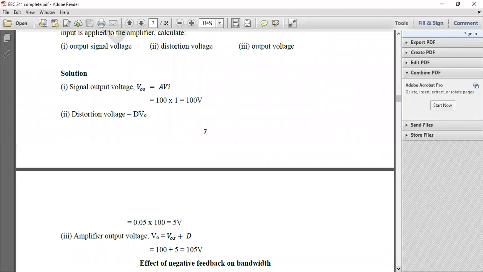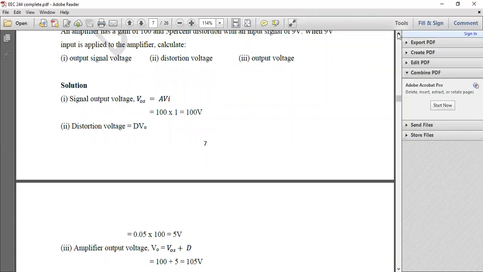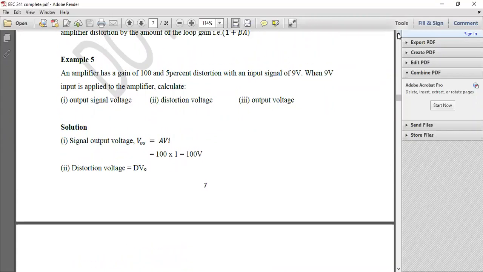Now, number 1, signal output voltage is VOS, that is A multiplied by VI. And A is given as 100. And the question here has a typographical error. The input voltage is 1 volt, not 9 volts. So you can change that in your notes. This one is 1 volt, not 9 volts.